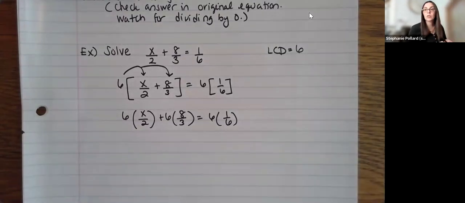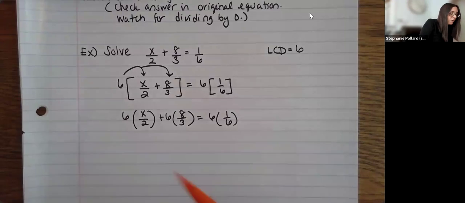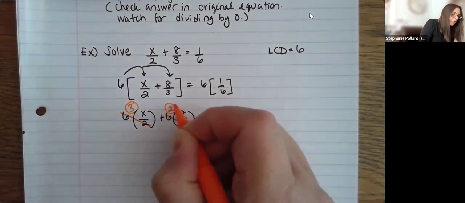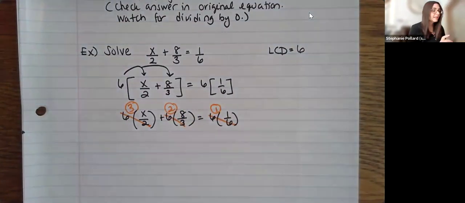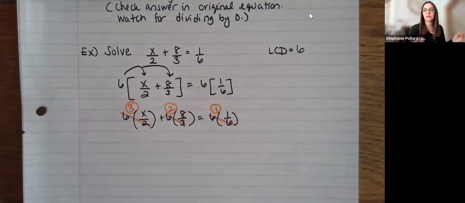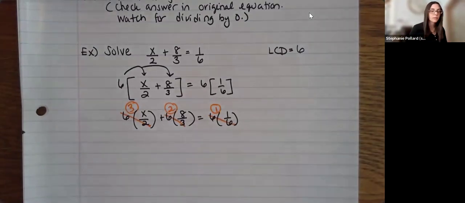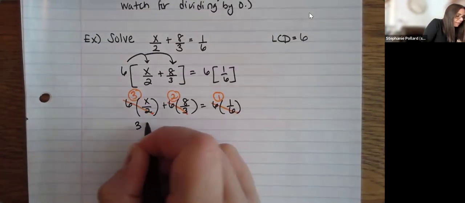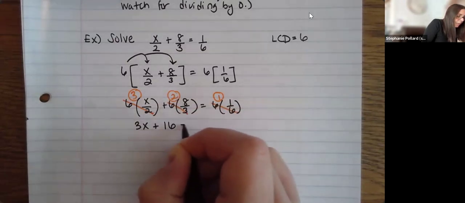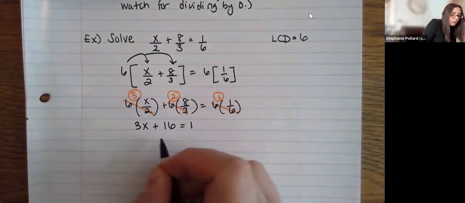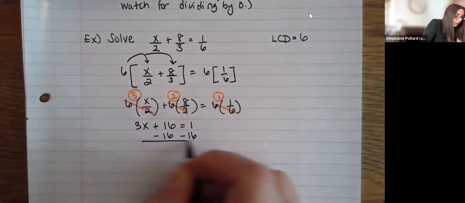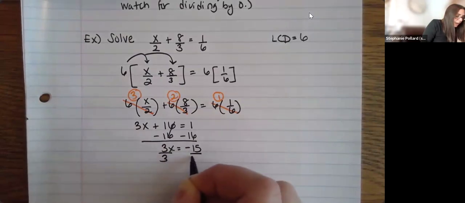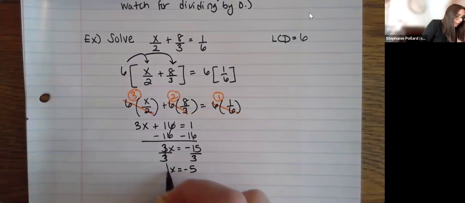Then what happens is you're going to cancel the denominator first. So I'm going to do the division here. 6 divided by 2 is 3. 6 divided by 3 is 2, and 6 divided by 6 is 1. And if you picked a correct common denominator, they should all cancel out perfectly. So you shouldn't have any weird answers here. And then you'll multiply what's left over. So 3 times x is 3x, 2 times 8 is 16, and 1 times 1 is 1. And now you should have a regular problem that you can solve. I'm going to subtract 16 from both sides. I get negative 15. I'm going to divide by 3, and I have my answer of negative 5.